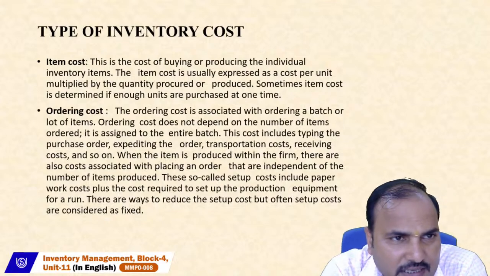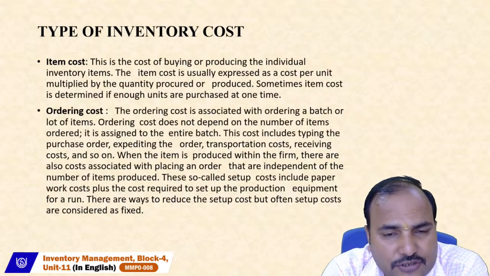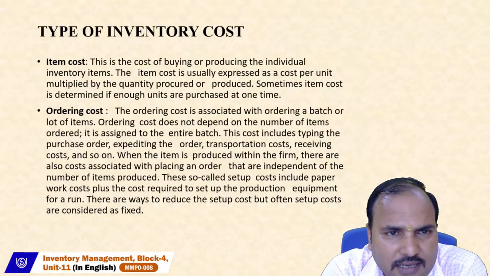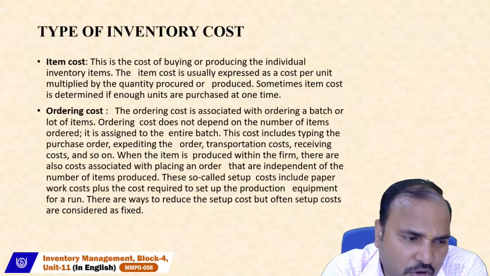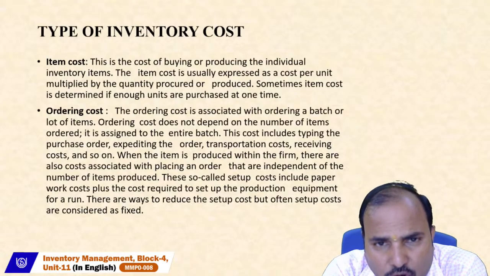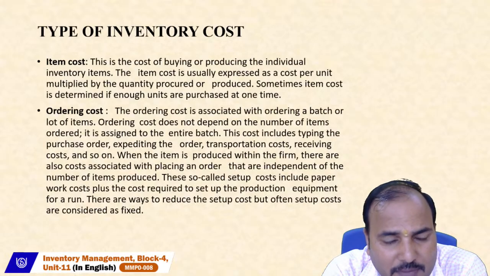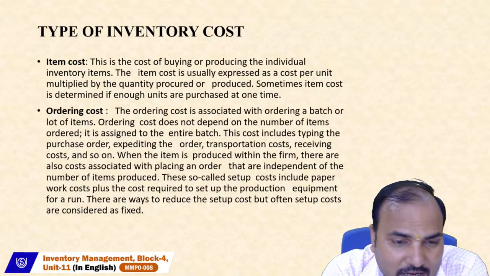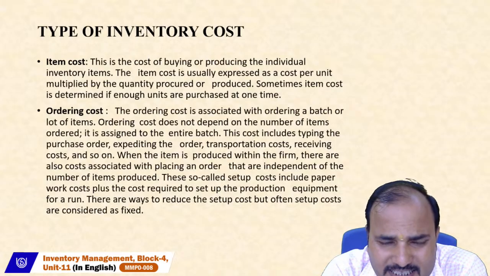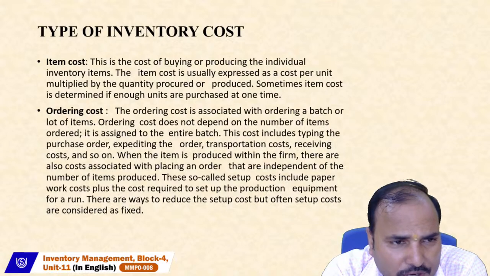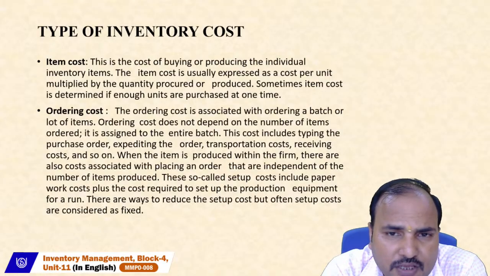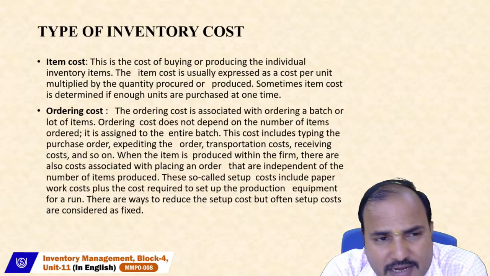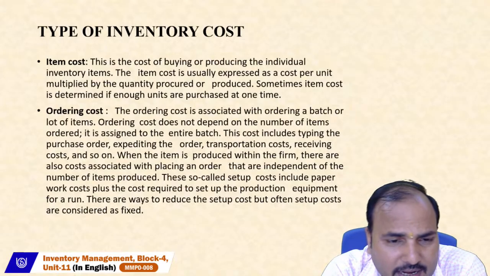Now let us discuss the types of inventory cost. There are so many costs involved in inventory management. Among them, one is the item cost. What is that item cost? This is the cost of buying or producing the individual inventory items. The item cost is usually expressed as a cost per unit multiplied by the quantity procured or produced. Sometimes the item cost is discounted if enough units are purchased at one time.